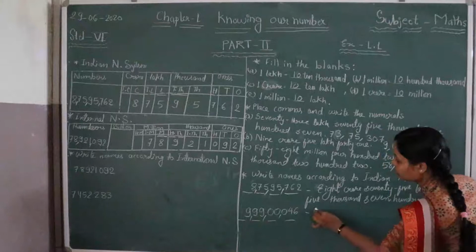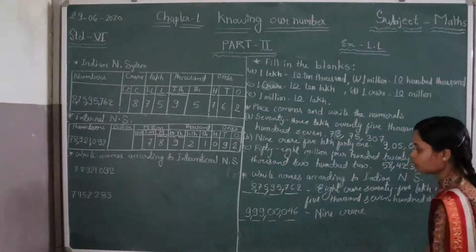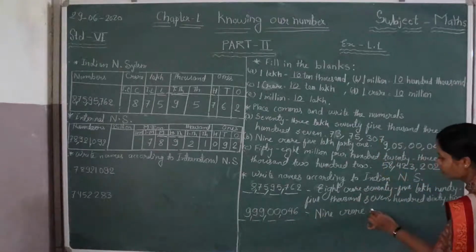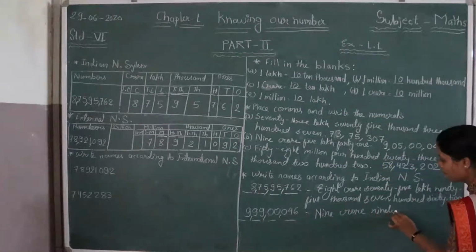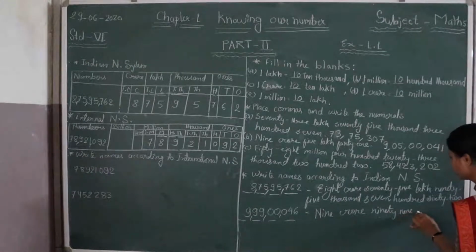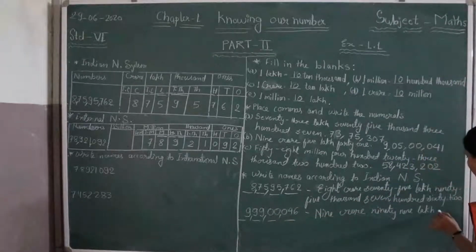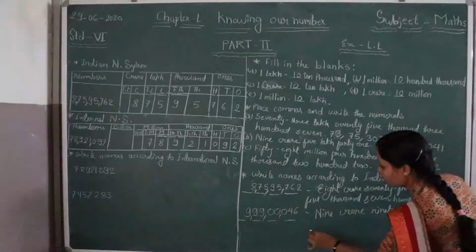9 crore 99 lakh. In the thousand place there are no values, so 46.